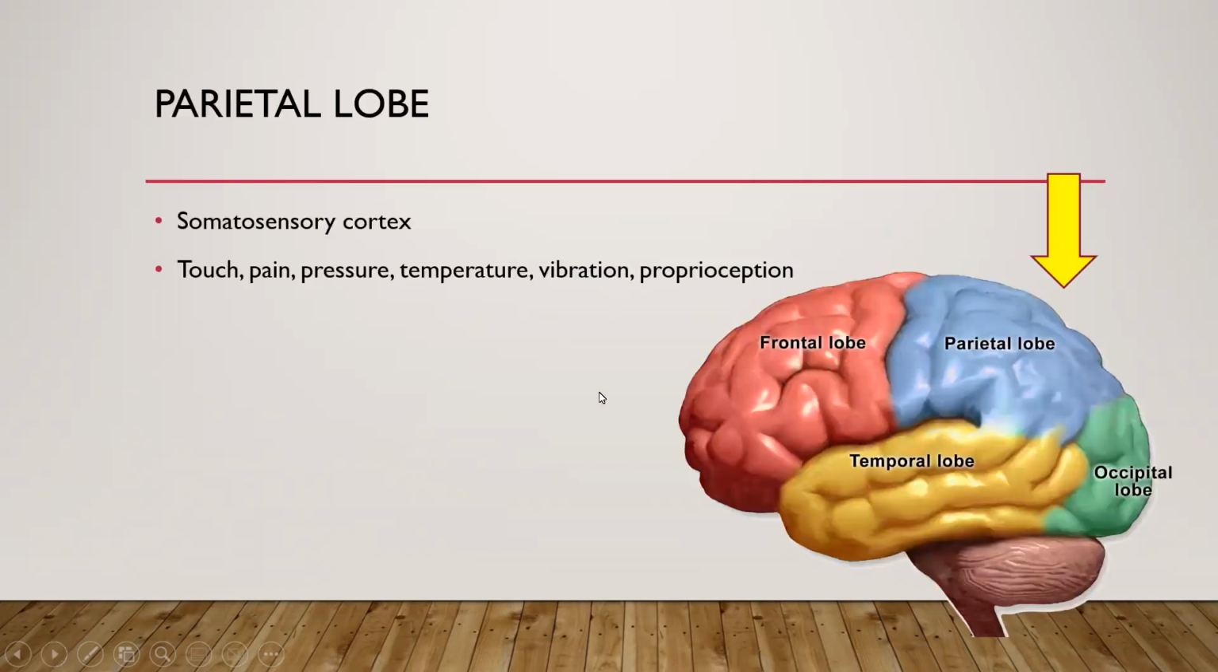The next lobe in the forebrain is the parietal lobe. This is where our somatosensory cortex is located, which controls touch, pain, pressure, temperature, vibration, proprioception. Proprioception is a difficult concept. This is where our brain tells us where our body is in regards to our environment, right? So it tells us if we're upright, if we're sitting, if we're leaning, kind of our sense of balance.